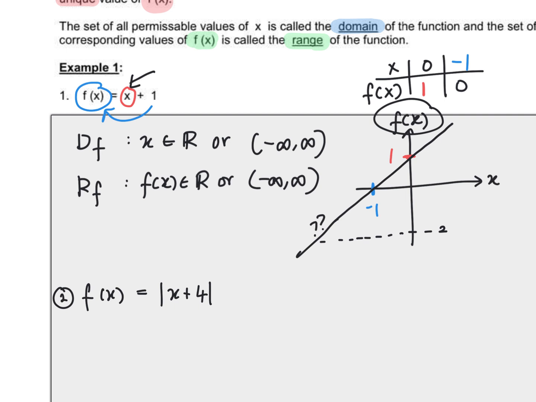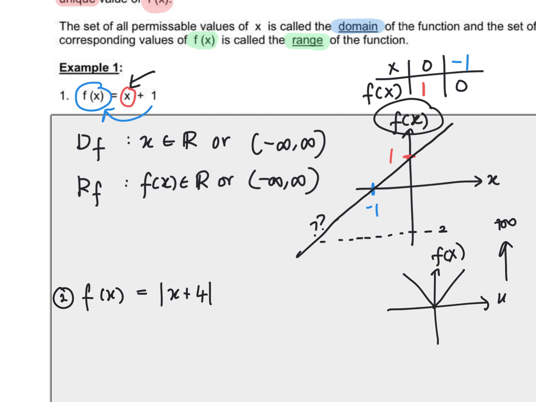Now let's continue with the second example. Example 1, second number. It is the graph of the absolute value of x plus 4. As you can recall, the graph of the absolute value is in a V shape, like this. This is the graph of absolute values. So all the f(x) values should be positive, and this goes to positive infinity.